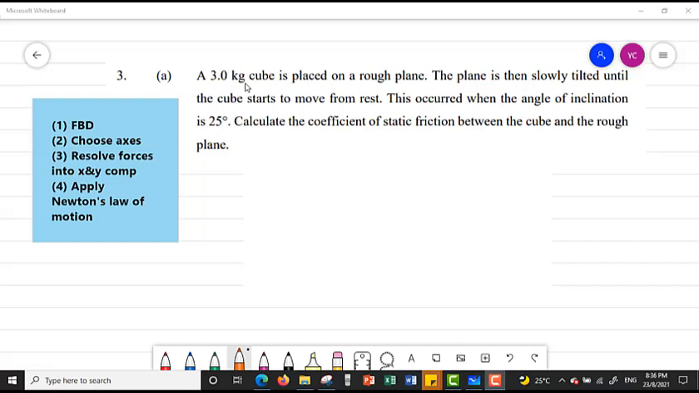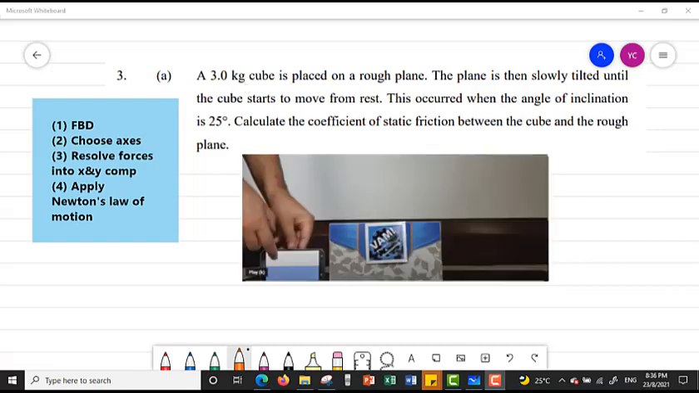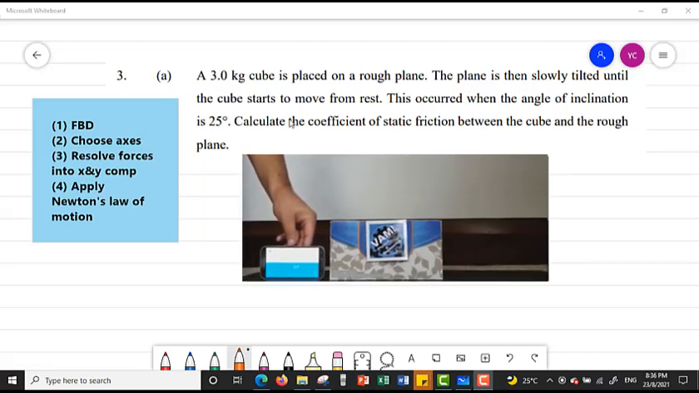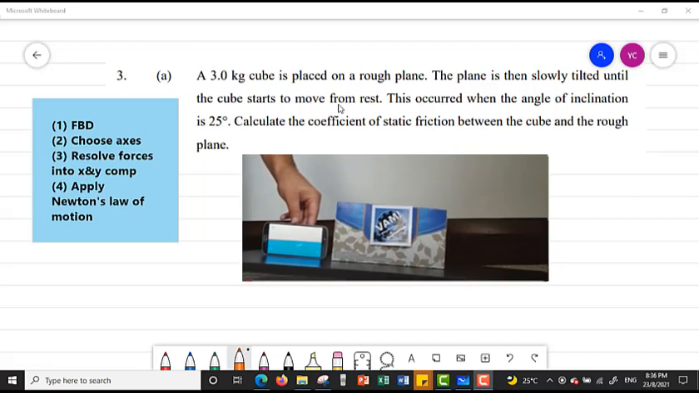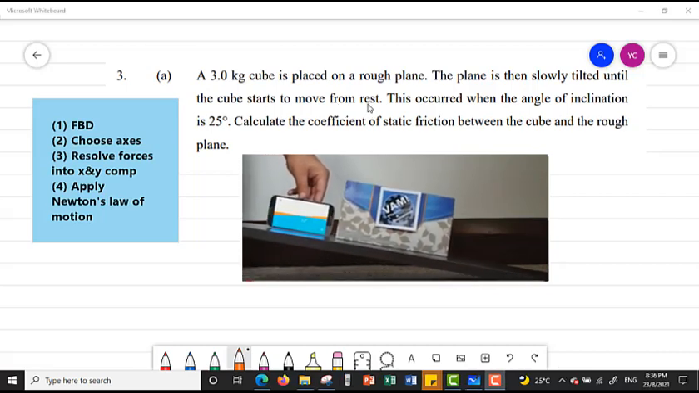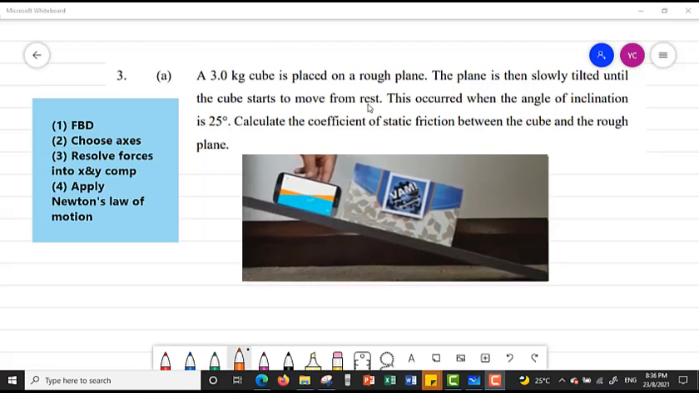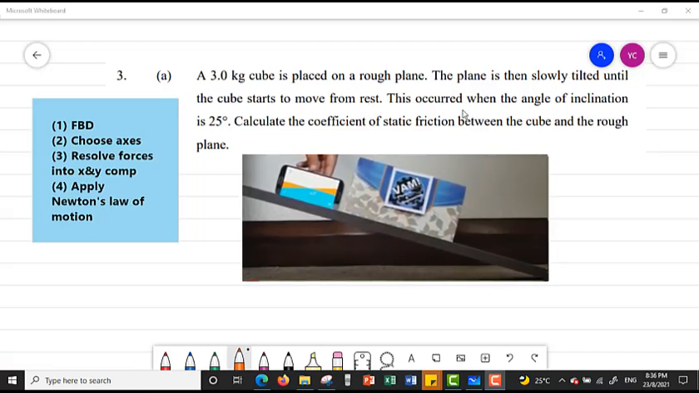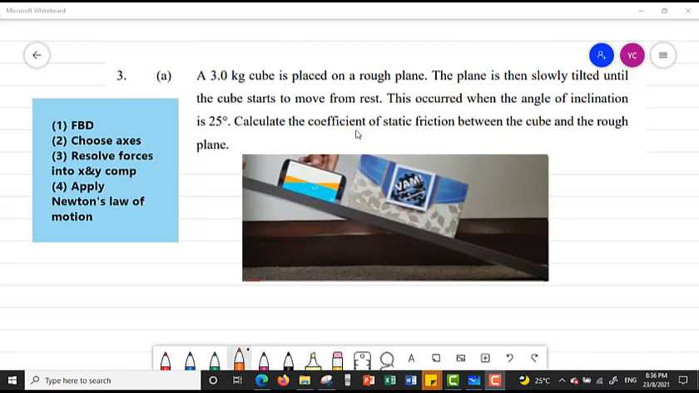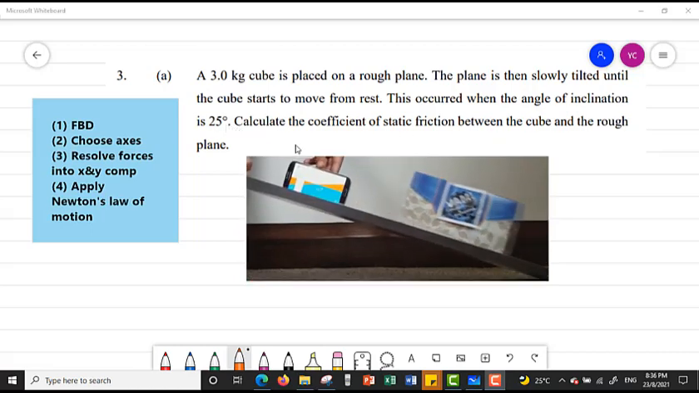We have a 3 kg cube. I place it on a rough plane. Then the plane is slowly tilted until the cube starts to move from rest. So we tilt it until the cube starts to move from rest, and we find out that this occurs when the angle of inclination is 25 degrees. Calculate the coefficient of static friction between the cube and the rough plane.